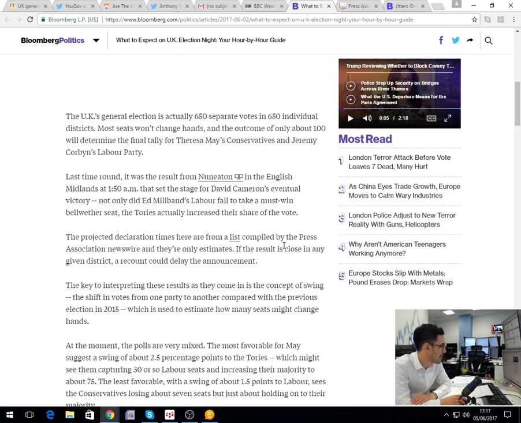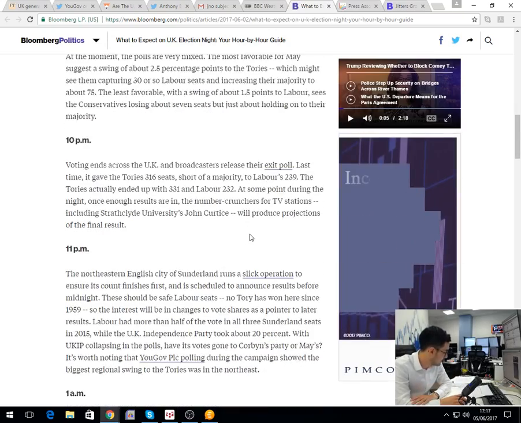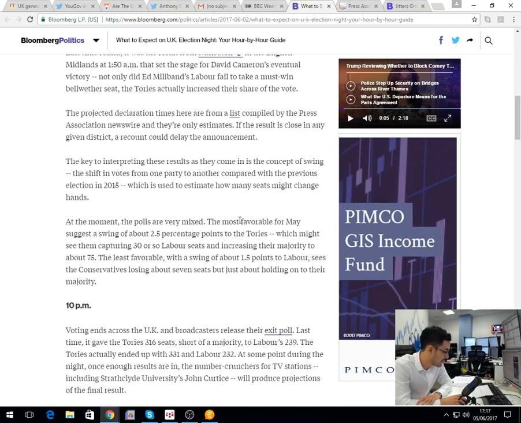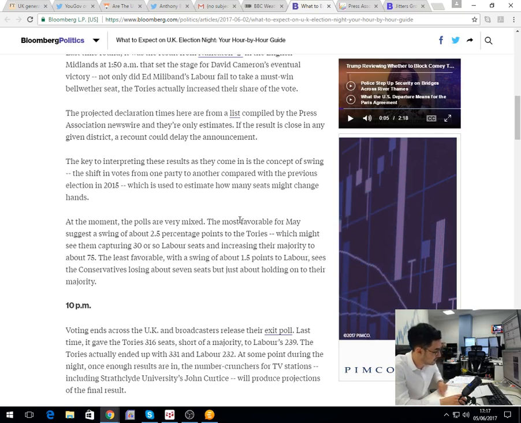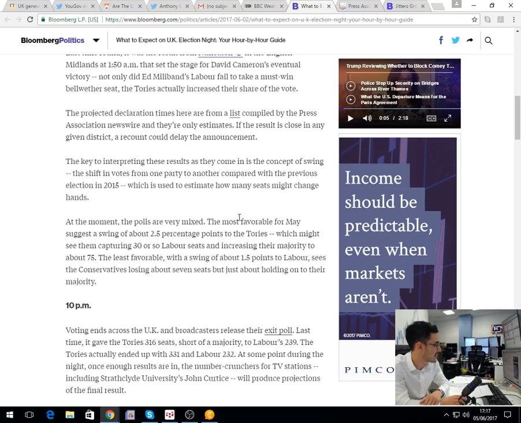Not only did Ed Miliband's Labour fail to take a must-win bellwether seat, the Tories actually increased their share of the vote. And so going through what people are looking out for this time, first of all, something to be aware of: if the result is close in any given district, be aware that a recount could delay the announcement. It could prolong the entire evening.